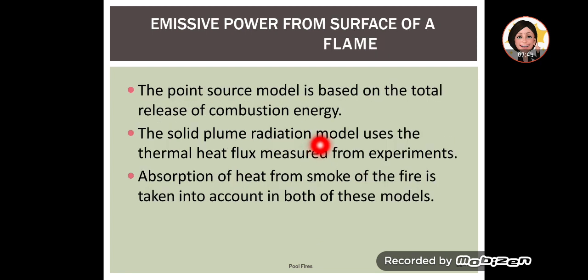The point source model is based on the total release of the combustion energy. So this is at the source of the fire. The solid plume radiation model uses the thermal heat flux measured from the experiment. So this plume radiation uses the radiation, the heat flux from the plume, the flame. This will also include the absorption of heat by the smoke of the fire. So this is the flame part, including the smoke or the soot part. Okay, so that is the solid plume radiation model.